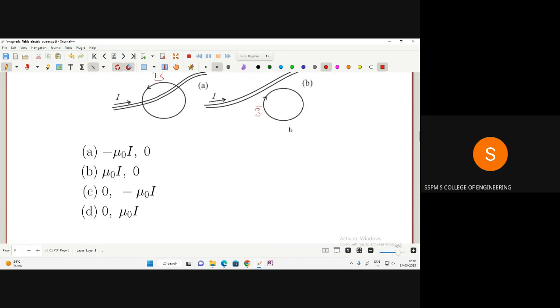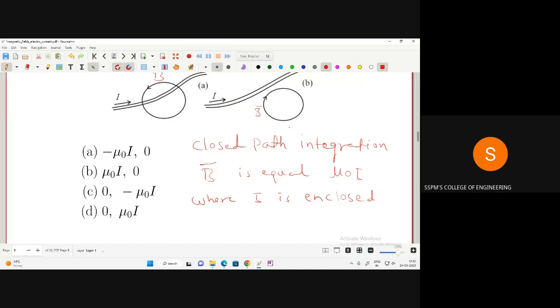The Ampere circuital law states that the closed path integration of magnetic field is equal to mu 0 into I, where I is enclosed by the magnetic field. This is very important.